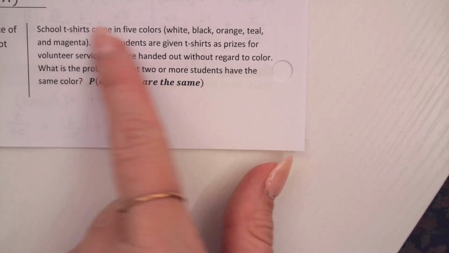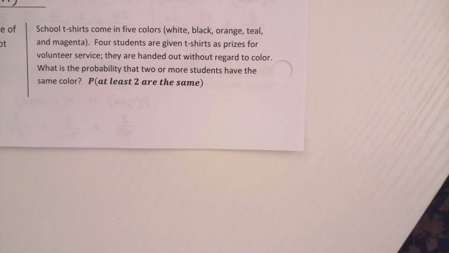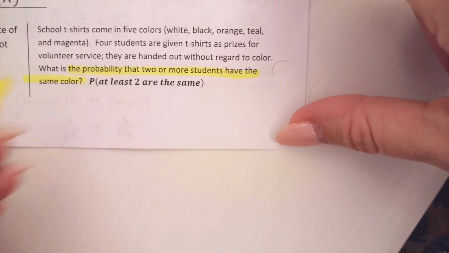All right, school t-shirts come in 5 colors: white, black, orange, teal, and magenta. 4 students are given t-shirts as prizes for volunteer service. They are handed out without regard to color. So literally just grabbing. What is the probability that 2 or more students have the same color?